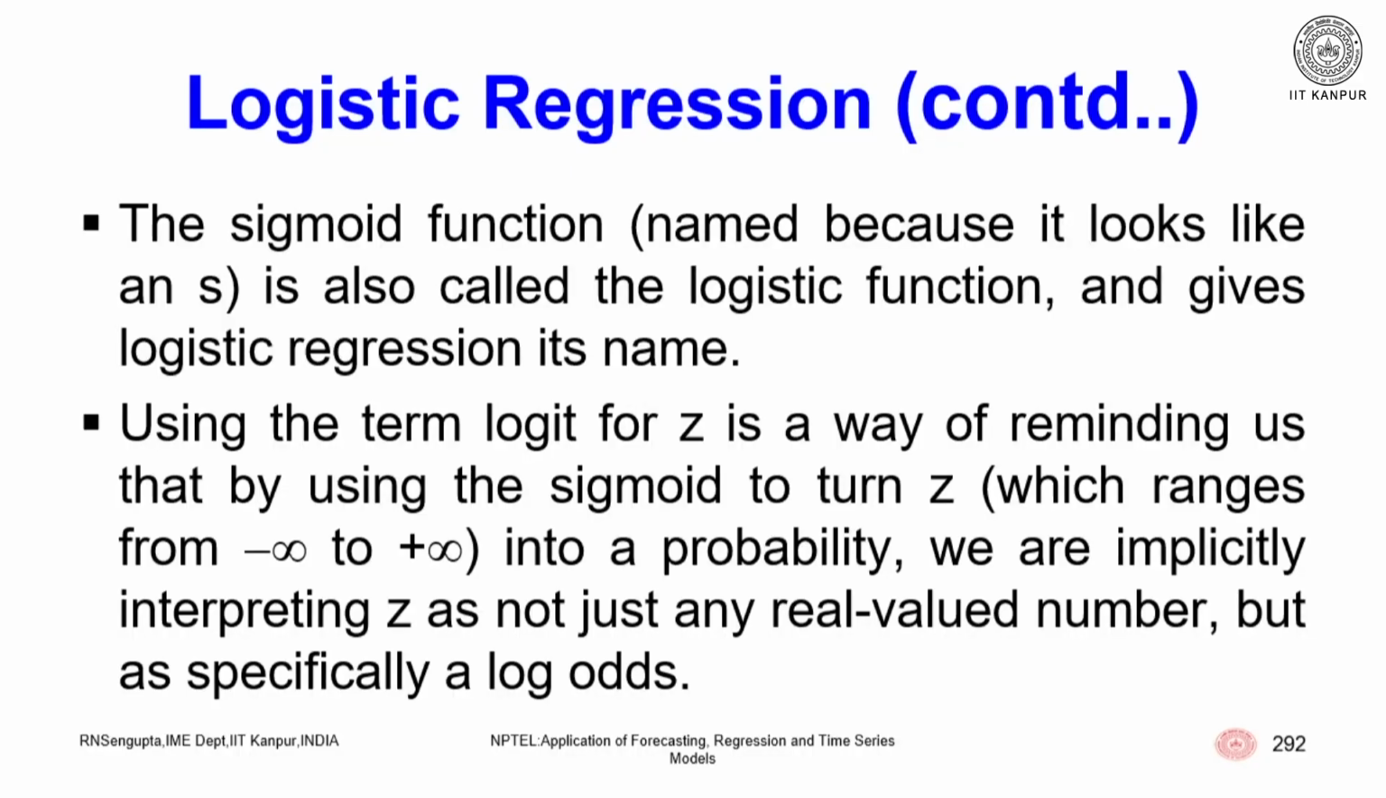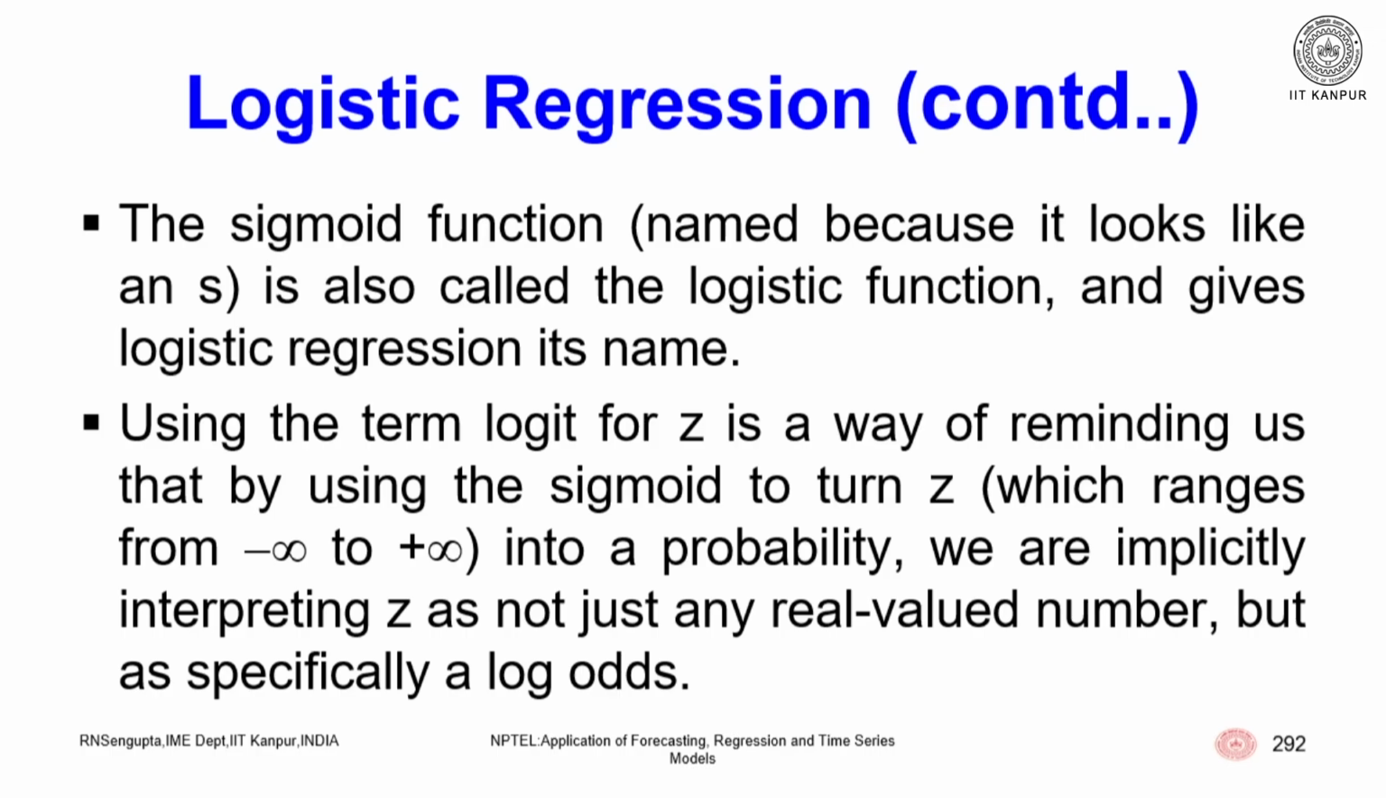The sigmoid function, named because it looks like an S, is called the logistic function and gives logistic regression its name. Using the term logit for z is a way of reminding us that we use the sigmoid to turn z, which can range from minus infinity to plus infinity, as you have seen. We are just converting that into the probability sense, as probability values are all between 0 and 1. So, let me read it.